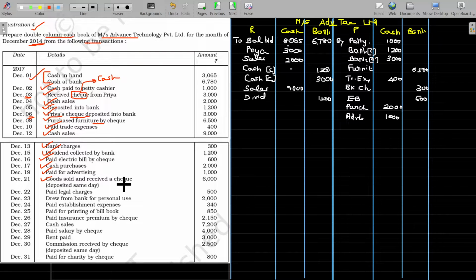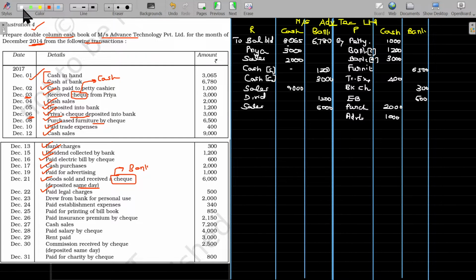Goods sold and received by check 6000, deposited on the same date. If goods are sold and a check received and deposited on the same date, then you need not consider the check as cash, it is always bank only. Right. So sales, goods are sold. The value received being immediately deposited into the bank, so put the value in the bank column.